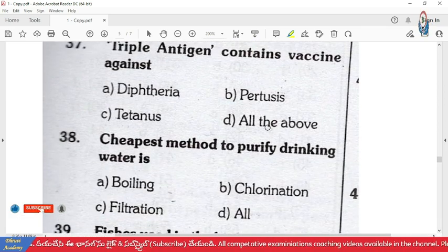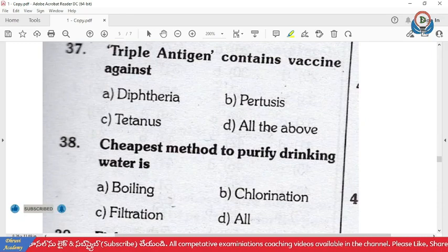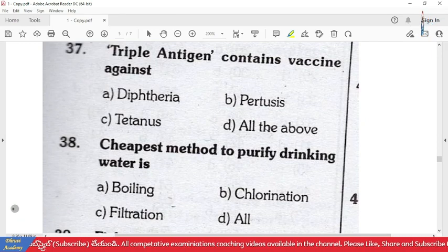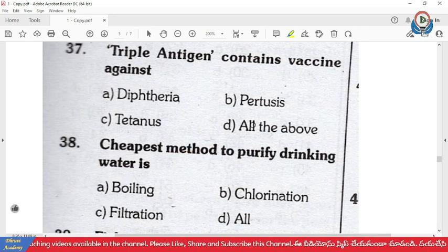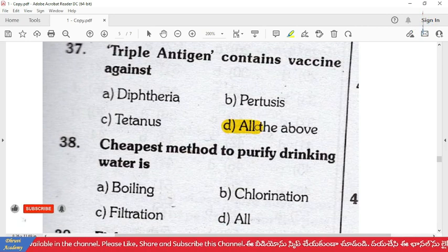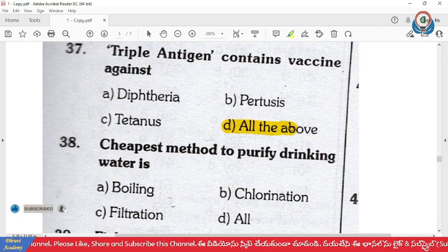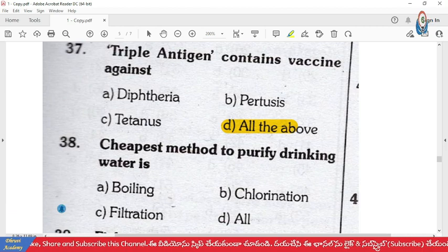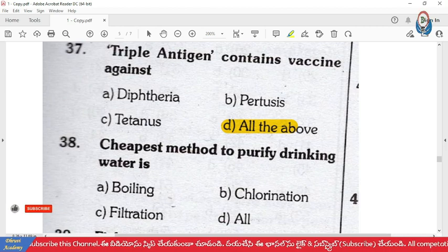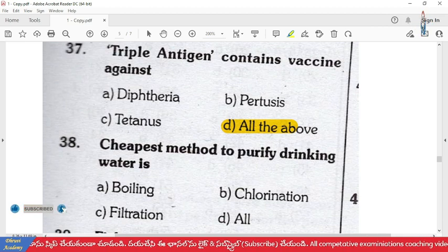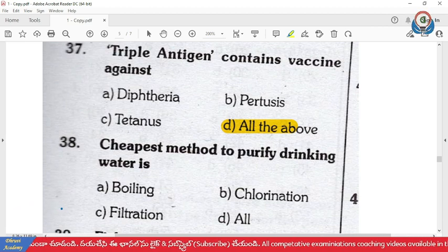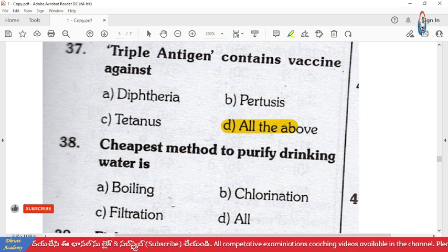Next, triple antigen contains vaccine against: is it A, diphtheria, B, pertussis, C, tetanus, or D, all the above? The answer is all the above. They're asking about what a triple antigen contains a vaccine against. It's a combination of three vaccines: diphtheria, tetanus and pertussis, DPT.